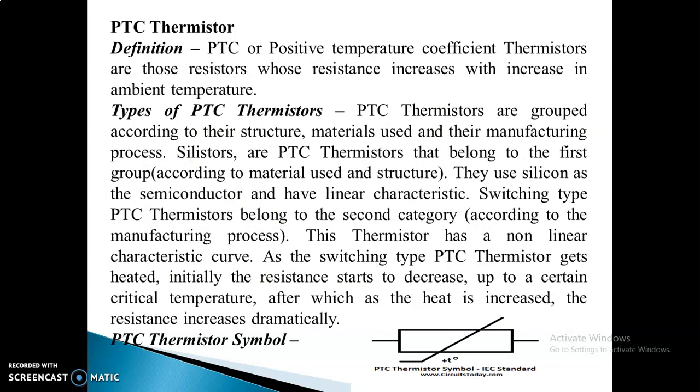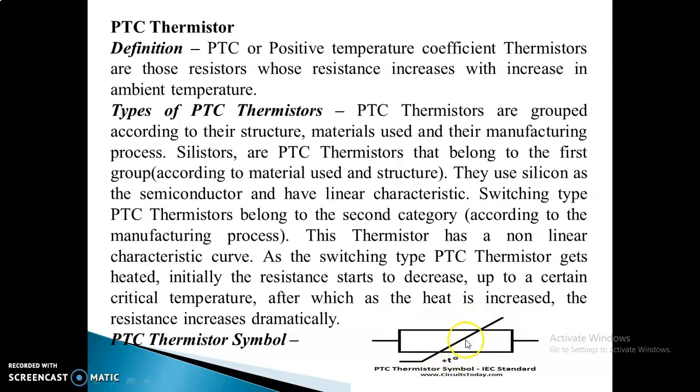So coming to PTC. PTC is positive temperature coefficient, whose resistance increases as the temperature increases. So automatically you will have a positive slope. So it is a linear graph. And here the types also depend on the material. In PTC also, the first one is based on silicon, and you have a linear response. The second one they call the switching type. According to the manufacturing process, the PTC belongs to the second characteristics. As a switching type PTC gets heated, the resistance starts to change up to a certain critical point.